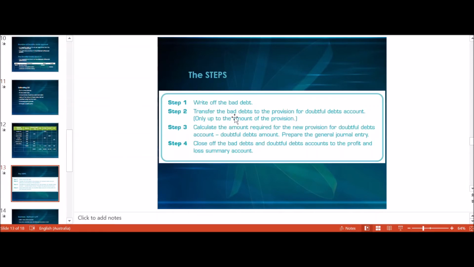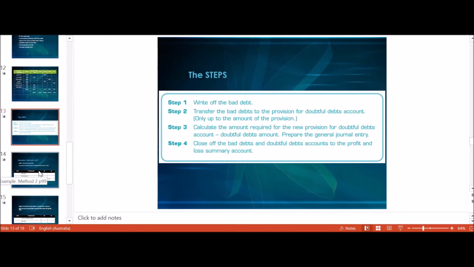So the steps we're going to follow: we're going to be writing off any bad debts. I'm going to take you through how to write off a bad debt throughout the year, how, at the end of a financial year, we transfer those bad debts to the provision of doubtful debts account. We're going to look at calculating a new provision of doubtful debts, and we're going to look at doing some closing entries, which we should be pretty comfortable with doing.